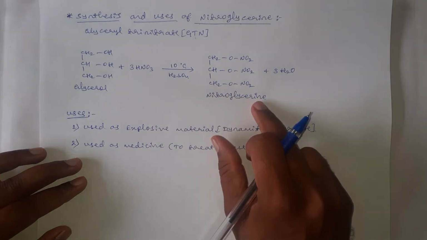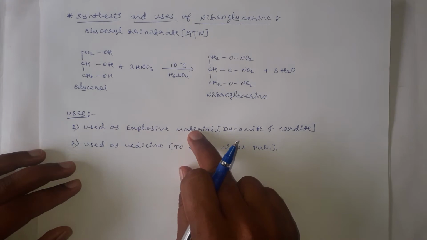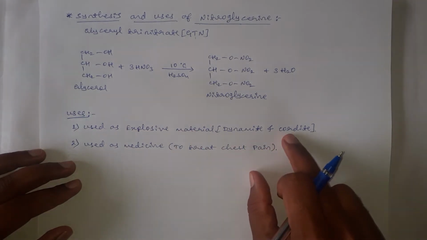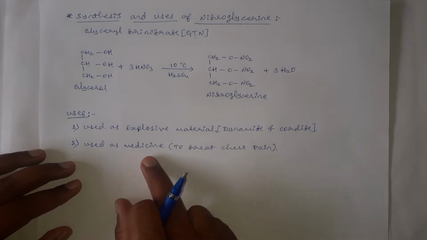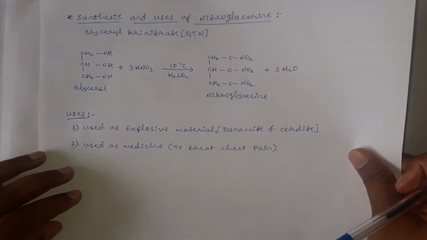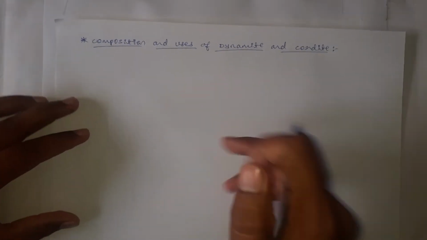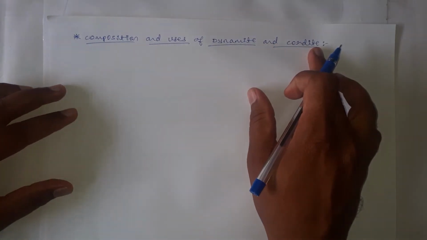Here we will have nitroglycerin, and this nitroglycerin can be used as an explosive material in the name of dynamite and cordite, and the other use of nitroglycerin is as a medicine to treat chest pain. And the next concept is composition and uses of dynamite and cordite.